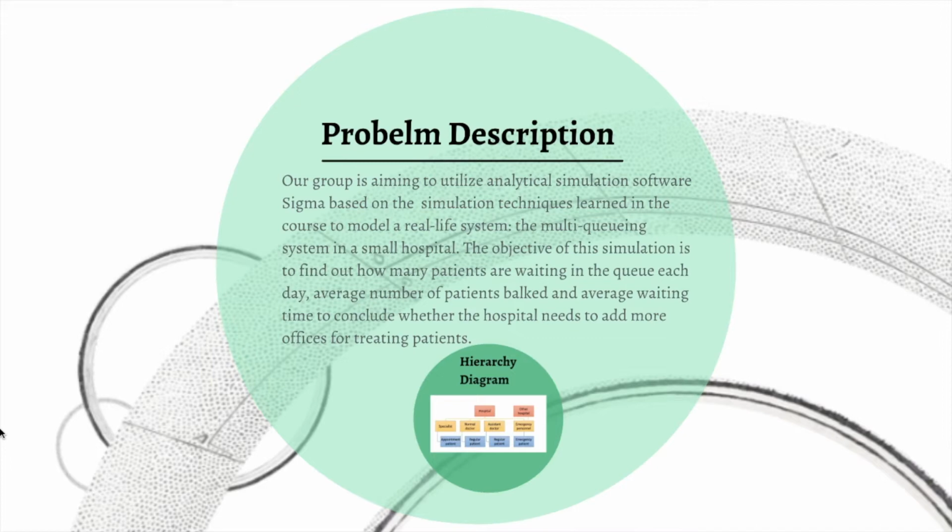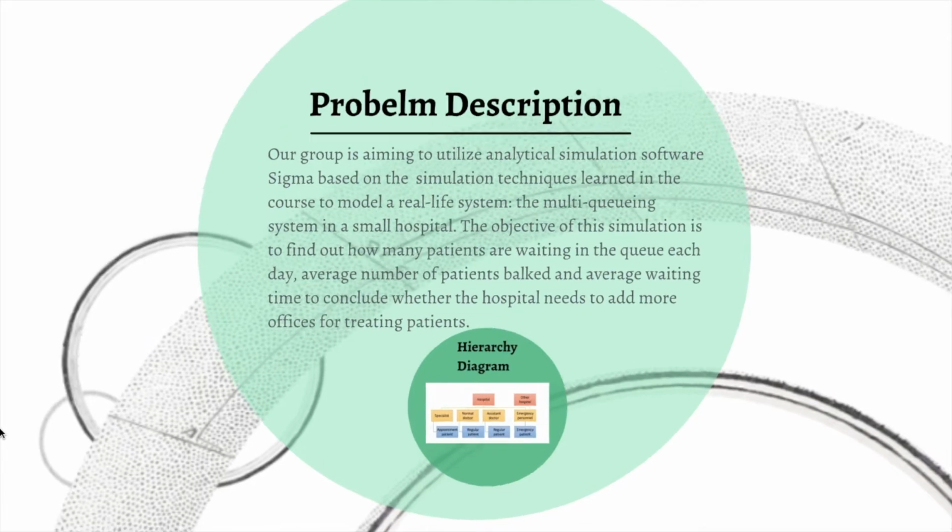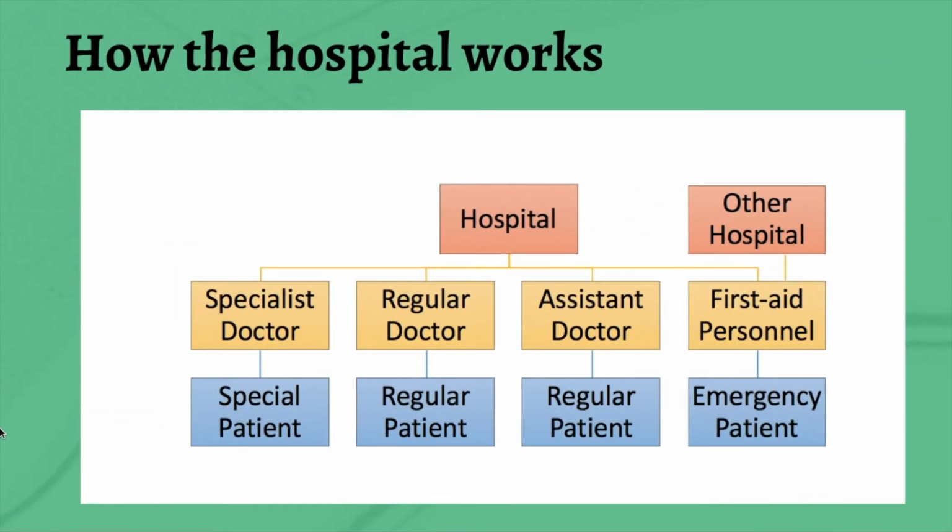Since we have a group member who has worked for a hospital system during summer vacation, this project is able to utilize the real-life data provided by the administrative staff of the hospital. The hospital is a Class B public hospital located in a small town with a population of less than 10,000 people. Doctors in the hospital are divided into 4 categories: specialist, regular doctor, first aid personnel, and assistant doctor, and also 3 types of patients: special patients and regular patients with no limitation on buffer size in the queue, and emergency patients with a limited space of 1.